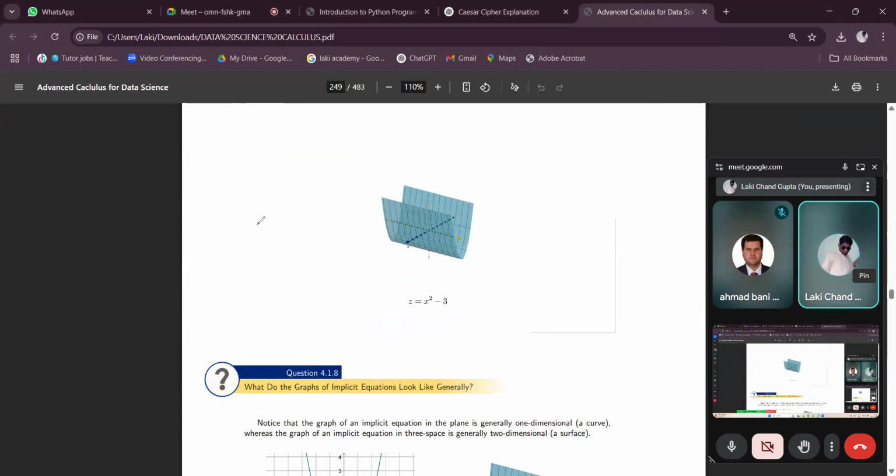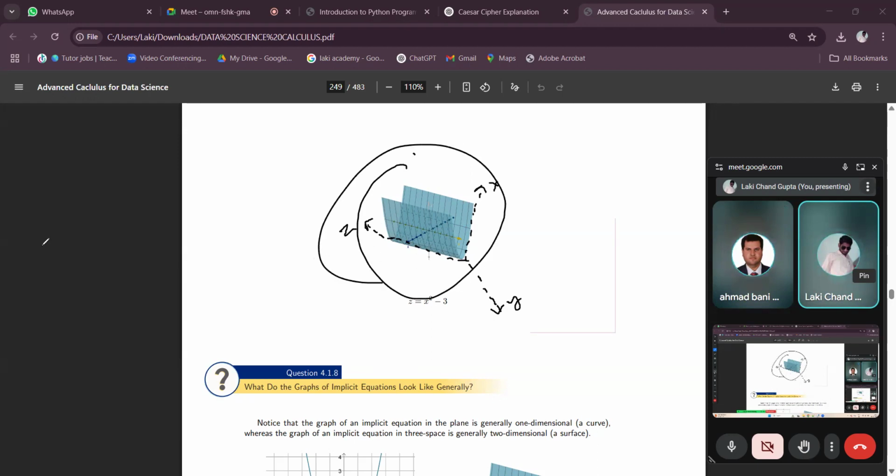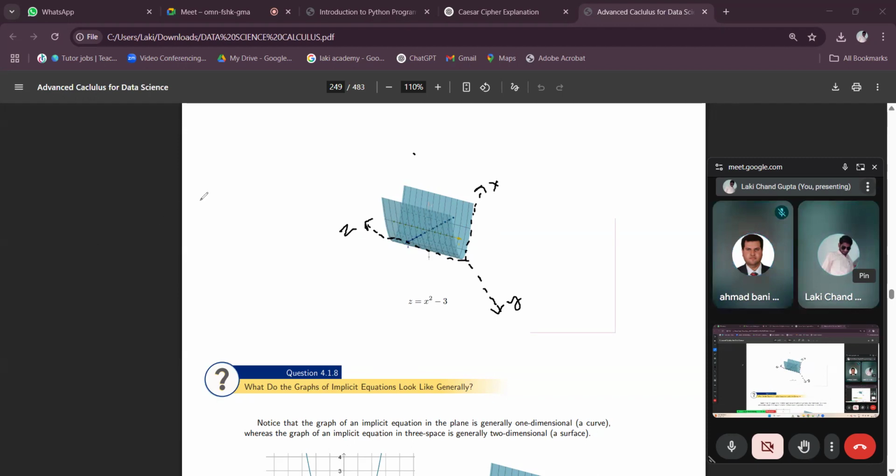So you can see this is the y axis, this is the x axis, and this is the z axis. Points move over z and x, and there is no movement in the y-axis. That's why you are getting this parabola, this paraboloid.